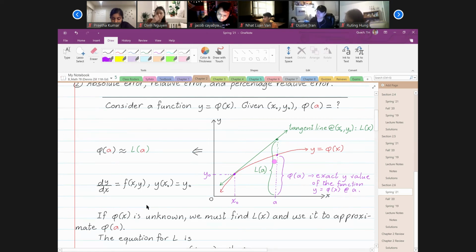So then what is the error? Can you tell me graphically which part is the error?